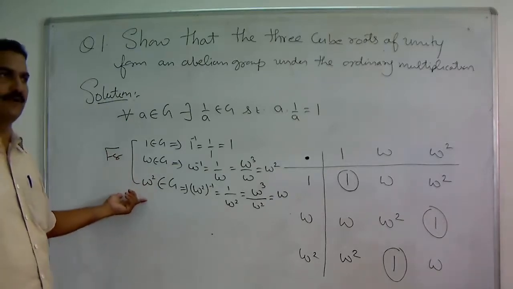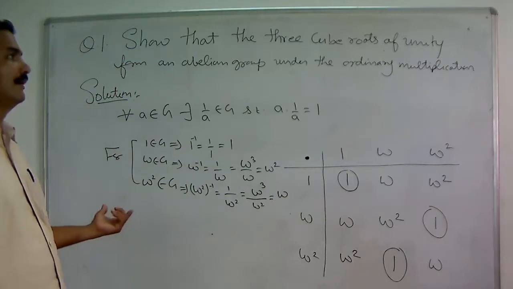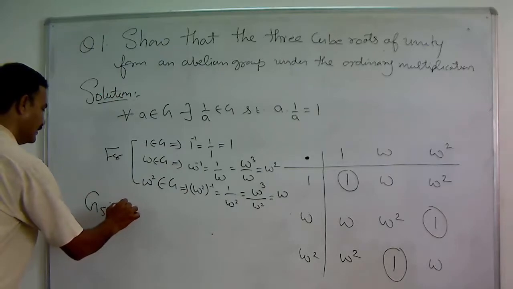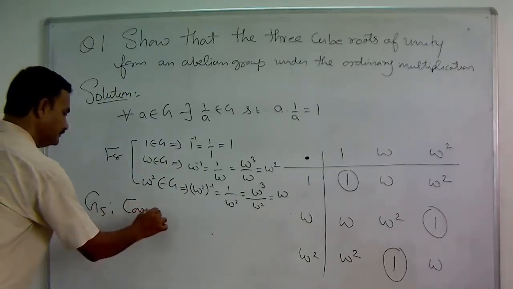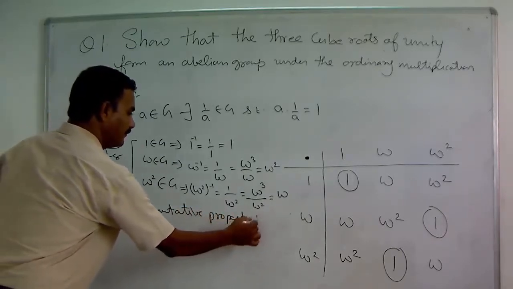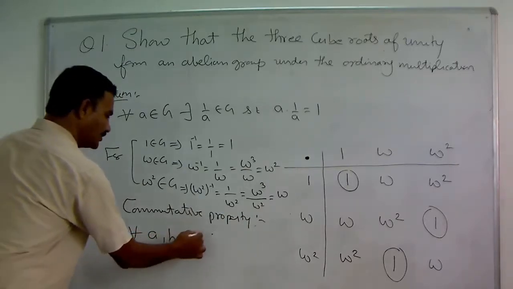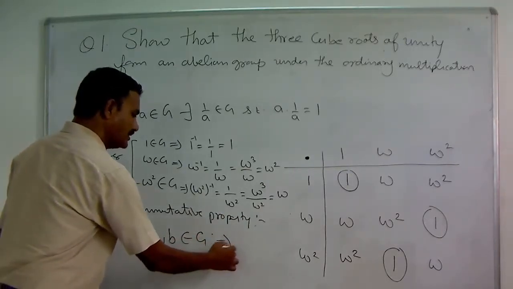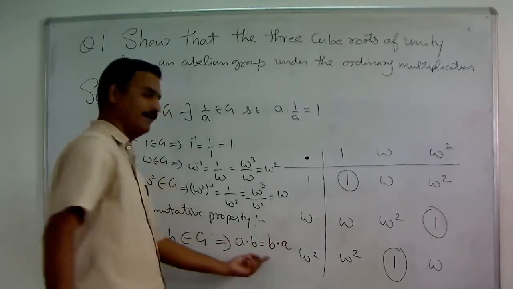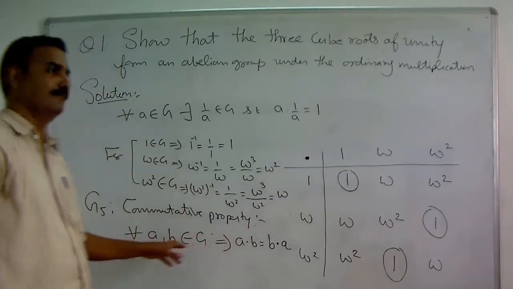These are the four essential properties for group. Now we come to the last property, which is a commutative property and which is required for abelian groups. G5, that is commutative property. For any two members A, B belongs to G, we must have A dot B is equal to B dot A. This property is known as commutative property, and here dot stands for ordinary multiplication.